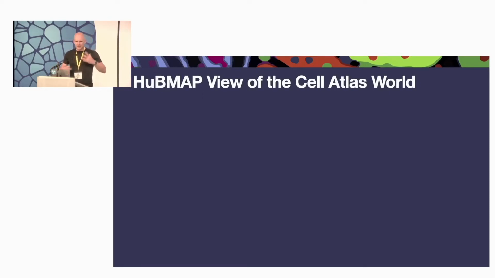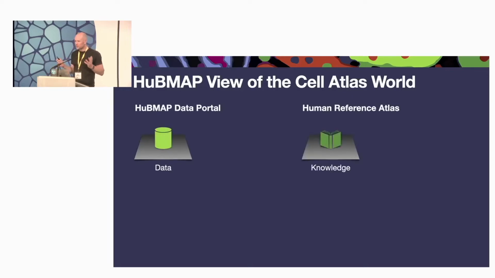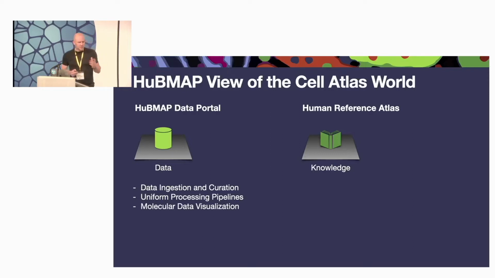When I say Atlas, data portal, et cetera, just to clarify this for you, and in particular for those of you who are familiar with HuBMAP, there are two pieces really when we're thinking about HuBMAP. There is the HuBMAP data portal that contains generally the data that was funded by NIH, and then there is the Human Reference Atlas, which contains more the knowledge, so things extracted from the literature. In the data portal, you have functionality for data ingestion and curation. There are uniform processing pipelines. There are visualizations for molecular data, and a bunch of other things.